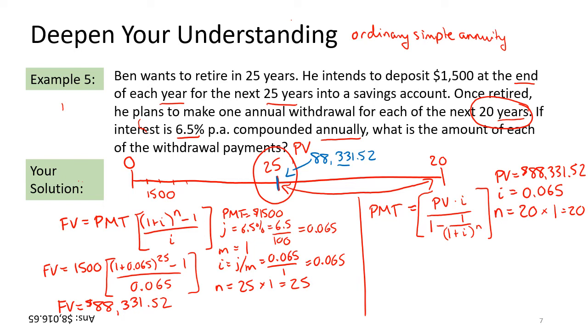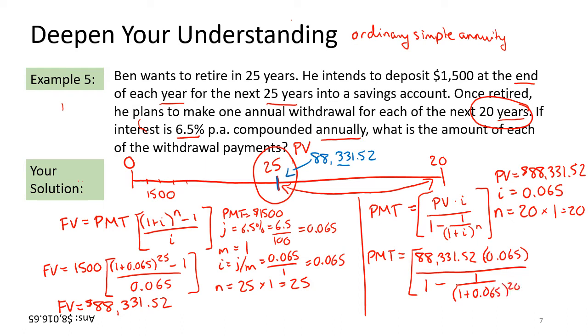So now, for the second part, we can just substitute these values in. So our payment is equal to $88,331.52 times our periodic interest rate, 0.065, divided by 1 minus 1 divided by 1 plus our periodic interest rate, 0.065, and that's the exponent 20. Okay, and if you calculate that out, you get a payment of $8,016.65. So that is how much he can take out as a withdrawal over the next 20 years.